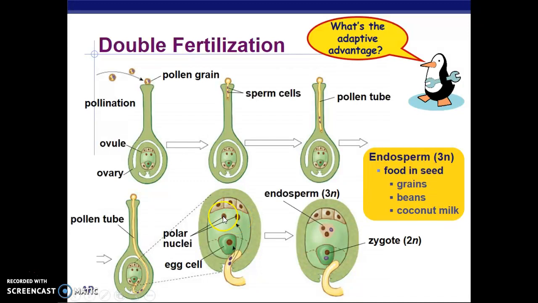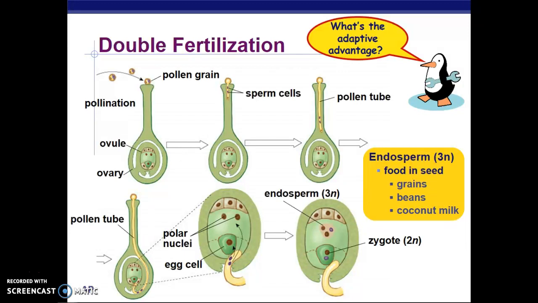They are, however, central, and one of the sperm unites with the polar nuclei, forming the triploid endosperm, and the second sperm unites with the egg. They both being haploid form the diploid zygote. So it is known as double fertilization, where the 2 sperm are fertilizing different things but are happening at the same time. So what's the adaptive advantage for this kind of double fertilization?